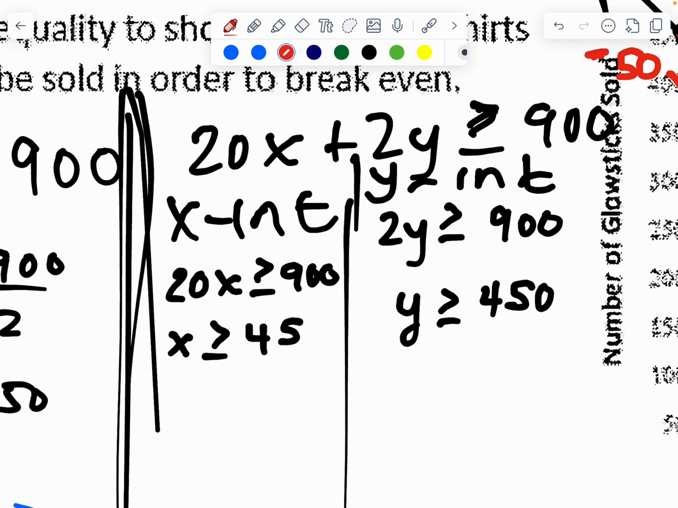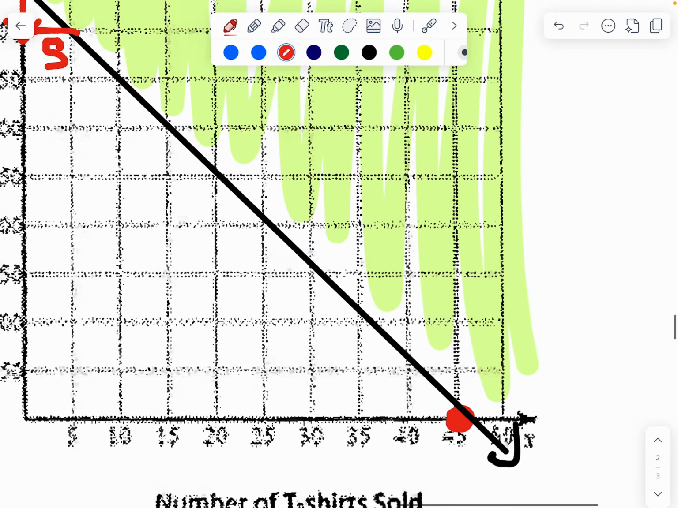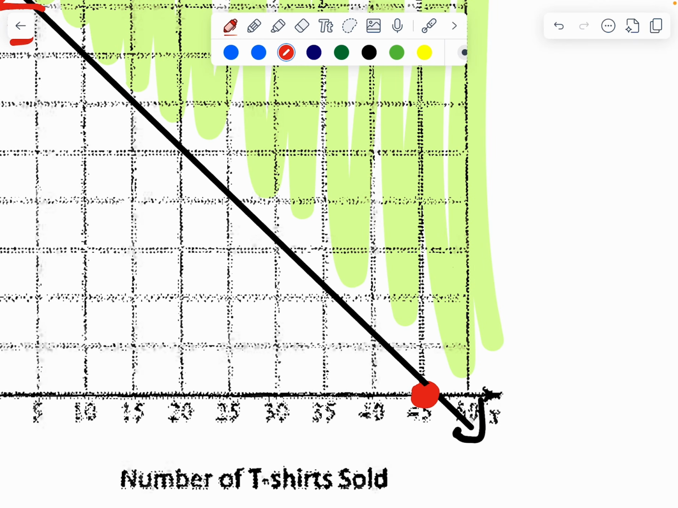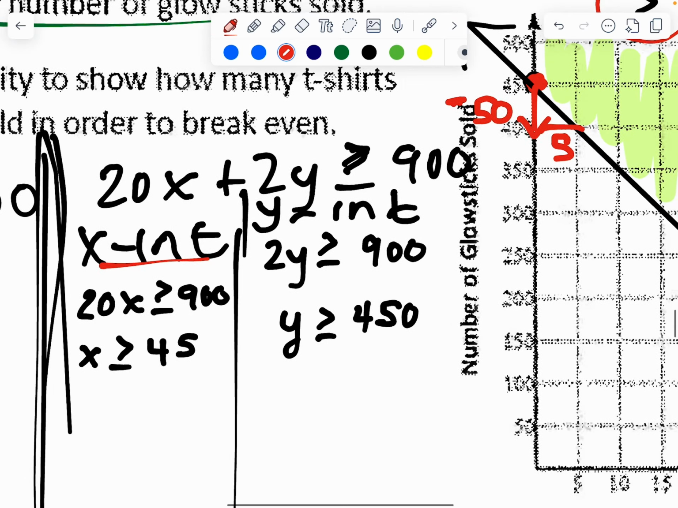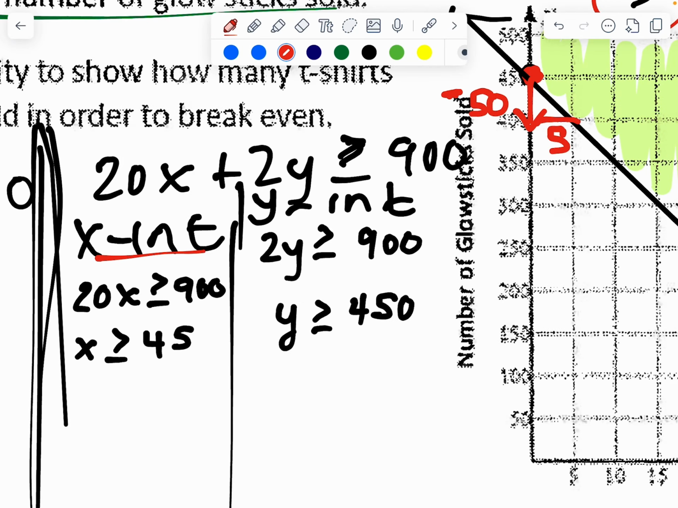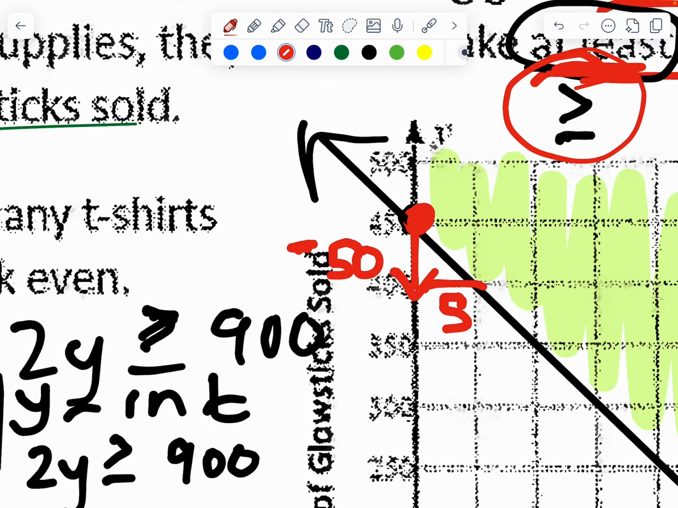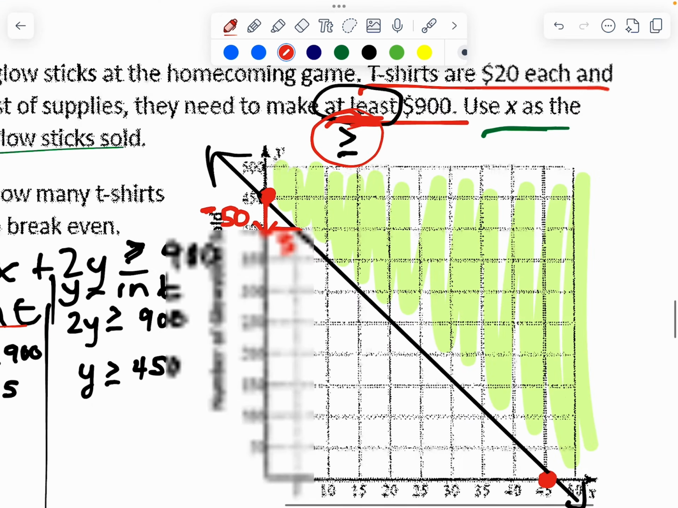You would have the x-intercept. I would cover up y and solve for x. I get 20x is greater than or equal to 900, and then x is greater than or equal to 45. So I would go over here and plot my point at 45 on the x-axis. Then I would solve for y. 2y is greater than or equal to 900, so y is greater than or equal to 450. I would plot my point up here at 450, and then I would just draw the line.